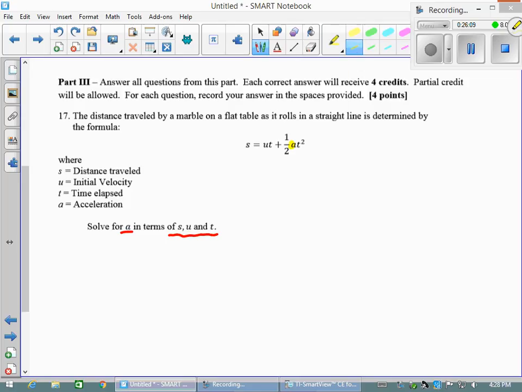Remember, when we solve equations, we're doing PEMDAS, but we're going backwards. So when we're evaluating an equation, we do parentheses, exponents, multiply and divide, add and subtract. But when we are solving equations, we do that in reverse order. So the first thing that we want to look for is addition and subtraction. So we see an addition sign here.